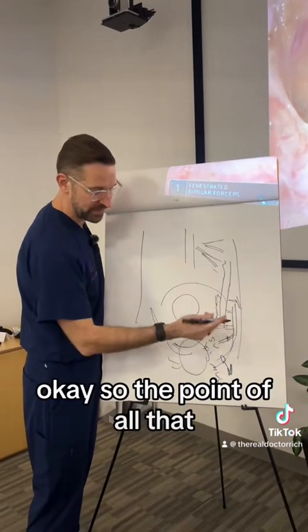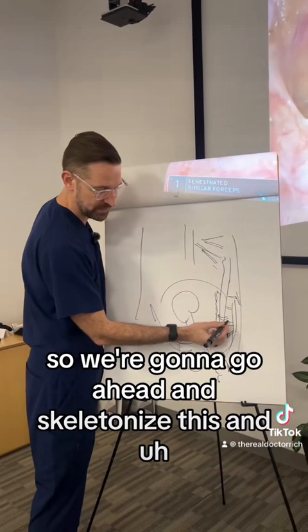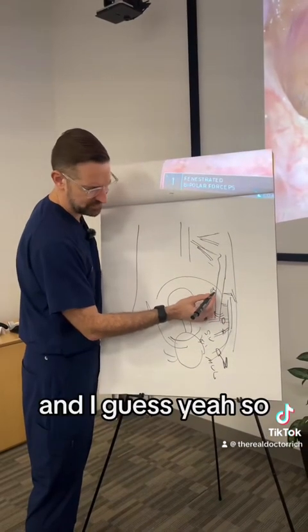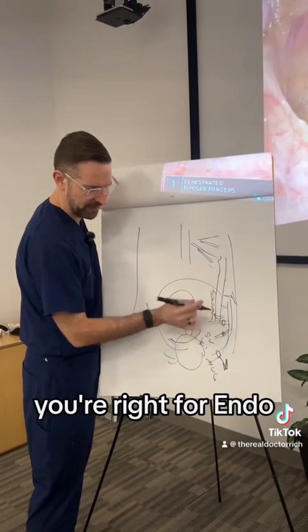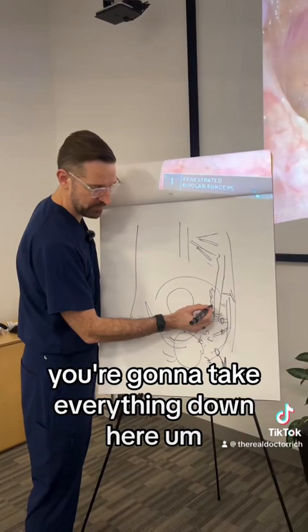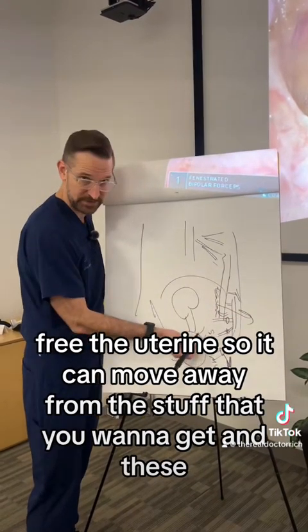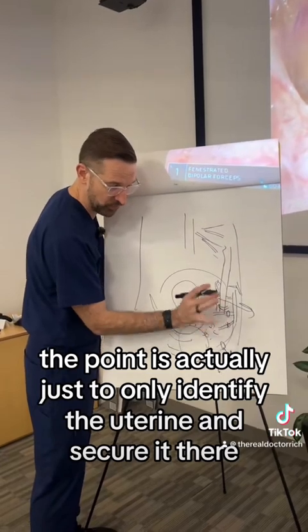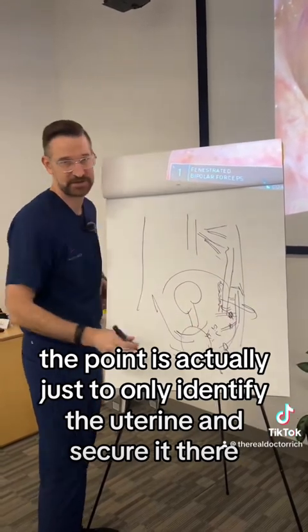Okay, so the point of all that to the question is, we're going to go ahead and skeletonize this, and we're going to take this down. And I guess, yeah, so for the most part, you're right. For endo, you're going to take everything down here, free the ureter so it can move away from the stuff that you want to get. In these, that's not the point. The point is actually just to only identify the uterine and secure it there.